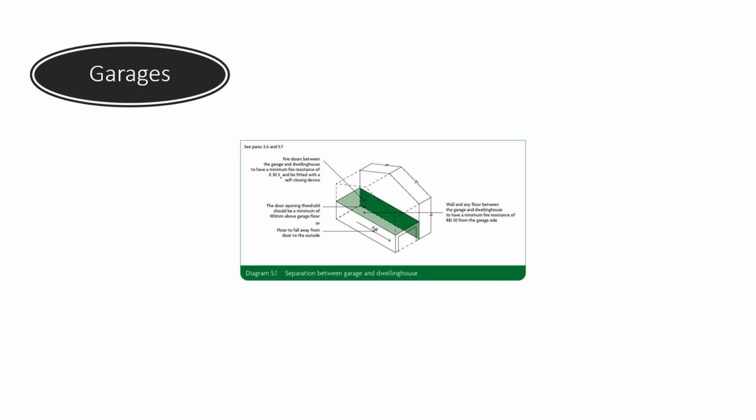Garages, one thing to mention is that in a domestic situation, there is a requirement for fire resistance between garages and the rest of the dwelling itself. So that's EI 30, 30 minutes fire resistance from the ceiling and the wall itself. And if we've got a door between the garage and the habitable space, that needs to be an FD30 door and needs to have a self-closer on with a cold smoke seal.